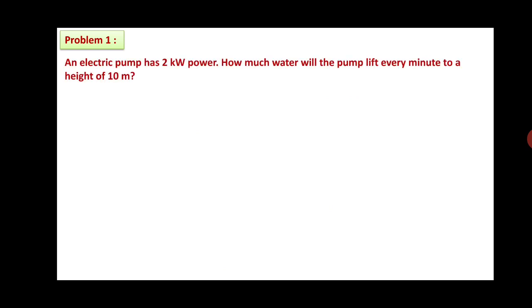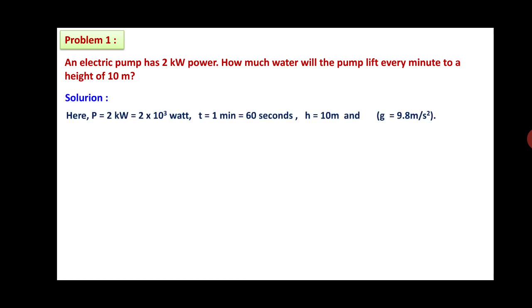Number 1. An electric pump has 2 kilowatt power. How much water will the pump lift every minute to a height of 10 meter? Solution. Friends, here the given things are P is equal to 2 kilowatt, which is equal to 2 into 10 to the power 3 watt. T is equal to 1 minute, which is equal to 60 seconds. h is equal to 10 meter and g is equal to 9.8 meter per second square.